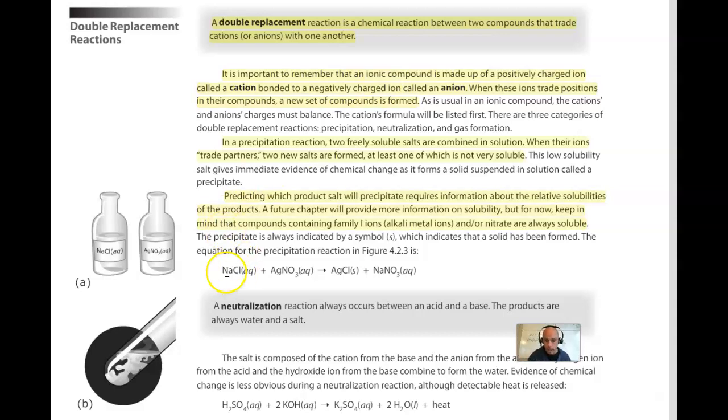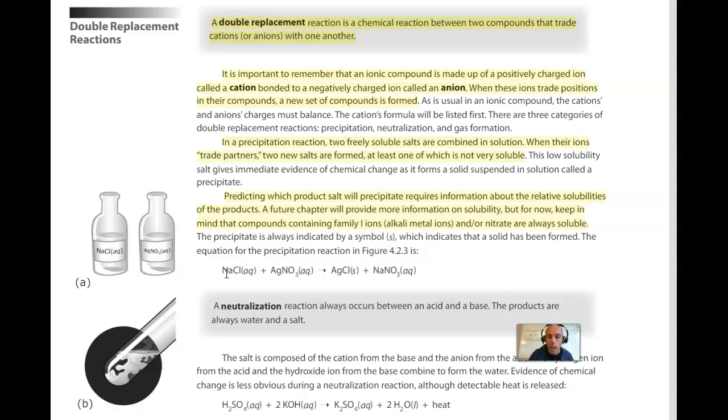So if we go down here to this double replacement reaction, sodium chloride and silver nitrate reacting, we really need to think of this as sodium ions dissolved in water along with chloride ions, along with silver ions and nitrate ions. It's really just an even mixture of four types of ions. But in the presence of each other, those ions can recombine in new ways.